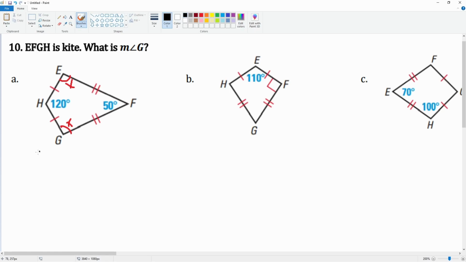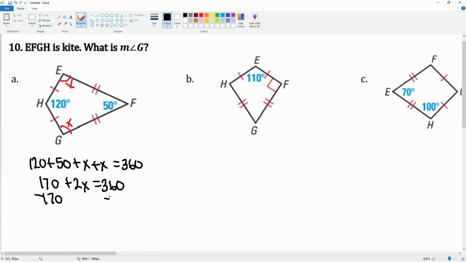So you could set up that equation of 120 plus 50 plus 2x has to be equal to 360. This is 170 plus 2x is equal to 360. Minus 170 to both sides, we get 2x is equal to 360 minus 170. That gets you 190. Then we divide by 2 to both sides. This gets you x is equal to 95.